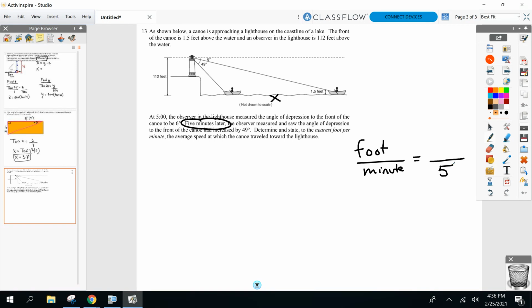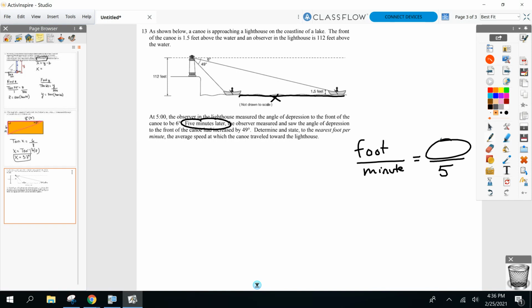So I just wanted to show you guys what I'm about to do here. All right, feet per minute. You have to find the distance it traveled in feet from the starting point to the ending point. So this distance right here is what we're trying to find. Out of 5, why out of 5? Because it said 5 minutes later. So most importantly, I need to find how many feet it traveled here.